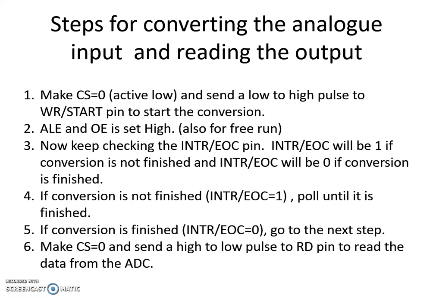So, the steps for converting the analog input and reading the output. We have to follow a certain procedure to make sure that the ADC chip will work correctly. The first thing you need to do is make CS low, and then send a low to high pulse to WR or START, depending on the chip you use. If you use 0804, it's WR. If you use 0808, it's the START pin. When you give a low to high pulse to this pin, the conversion will start.